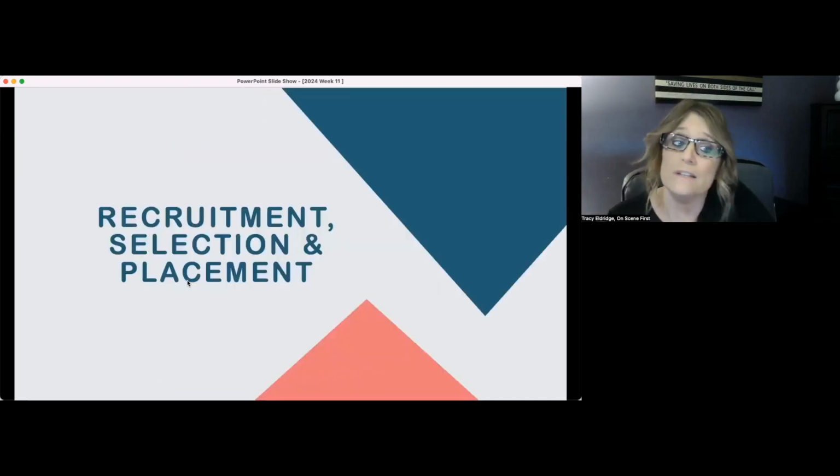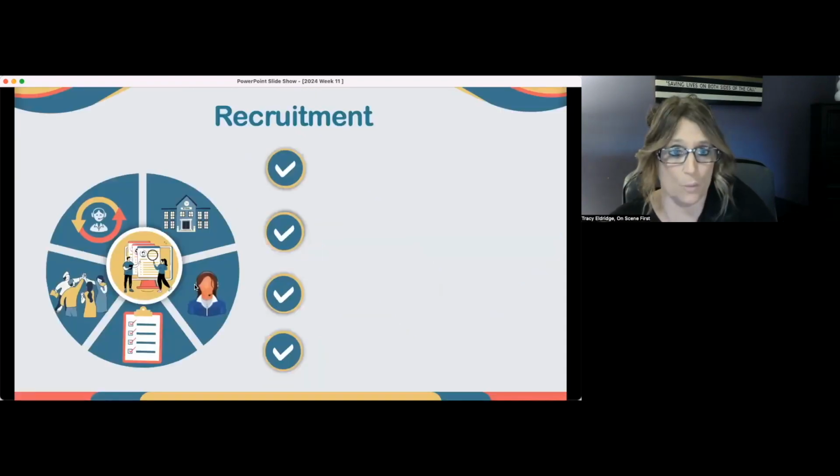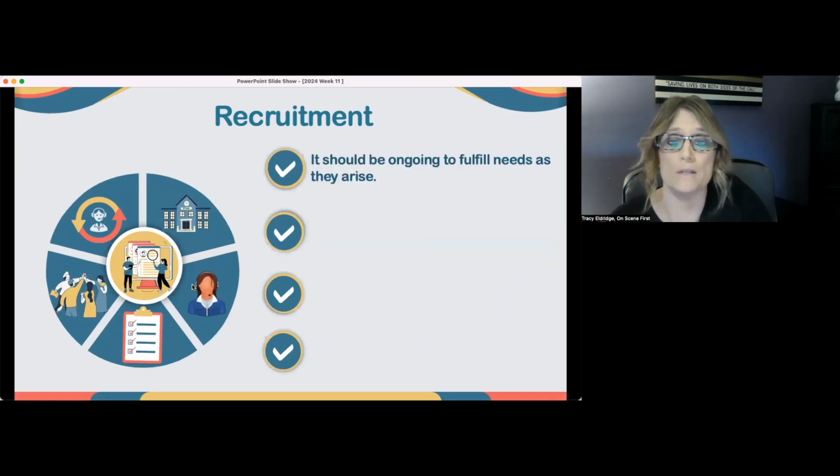The next section is recruitment, selection, and placement. So we'll first start with recruitment. The recruitment process should be ongoing. You will never get fully staffed if you wait for the need to arise. You almost need to be hiring all the time, or at least getting education out there on what you do and encouraging folks to apply regularly.